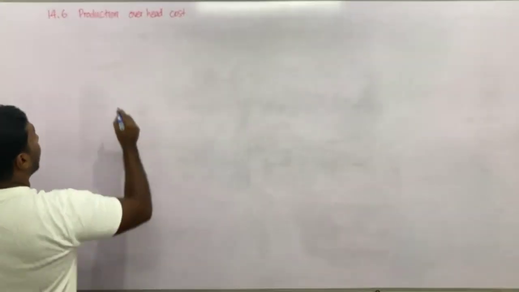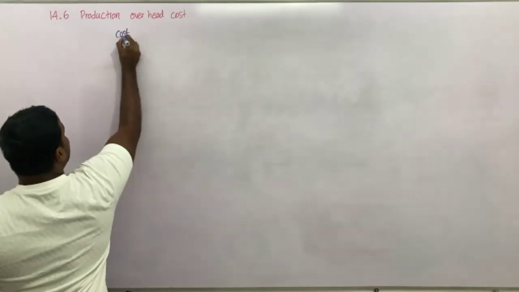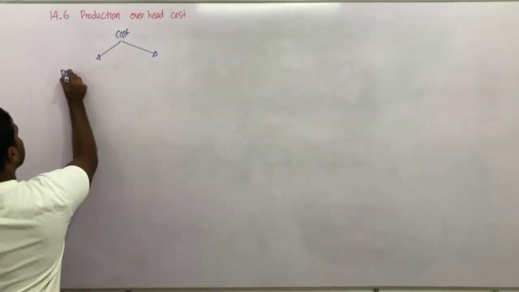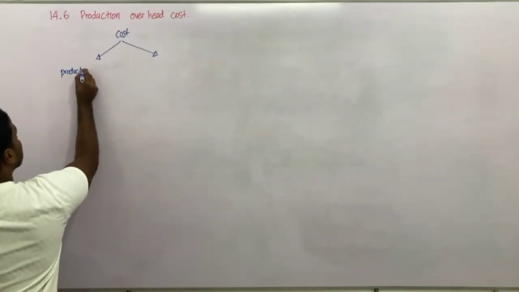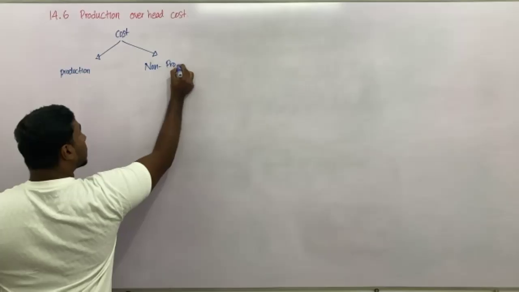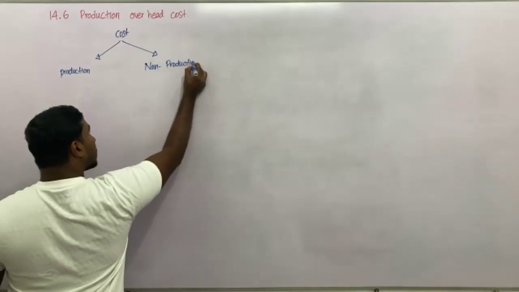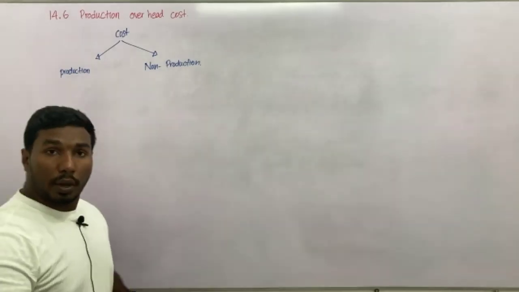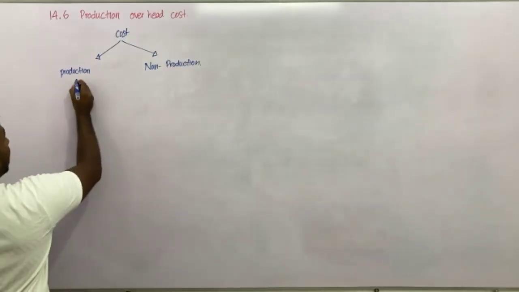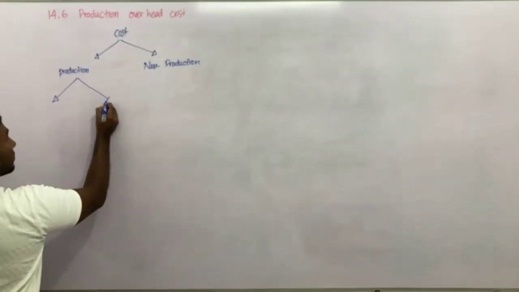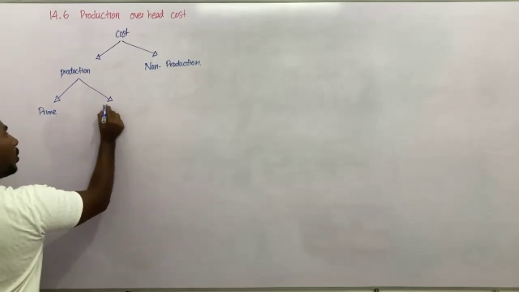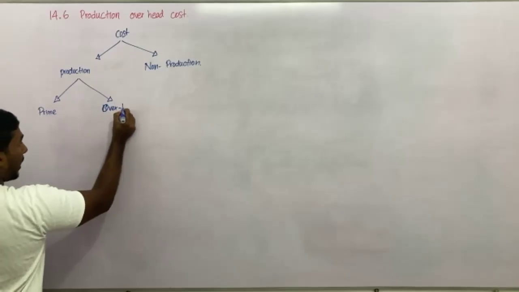The cost can be categorized into two elements. The first one is production cost. The second one is non-production cost. Production cost can be categorized further into prime cost and overhead cost.